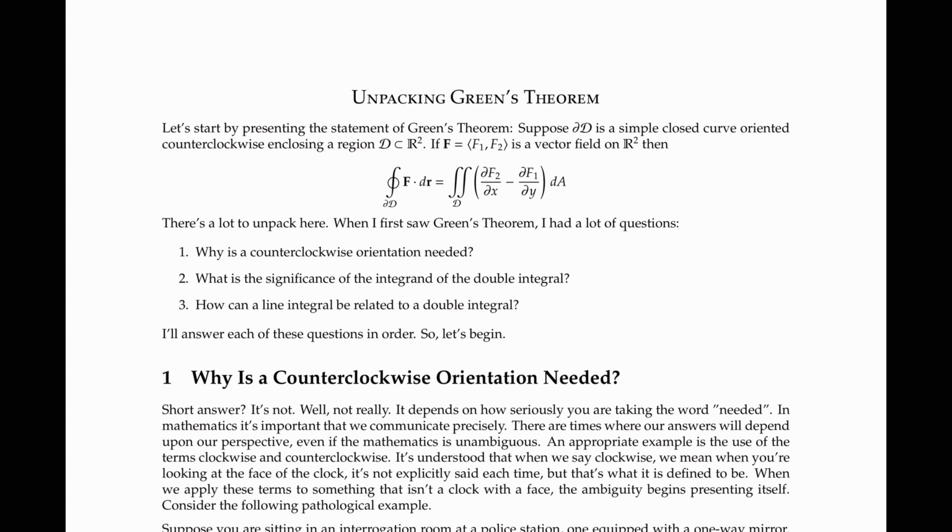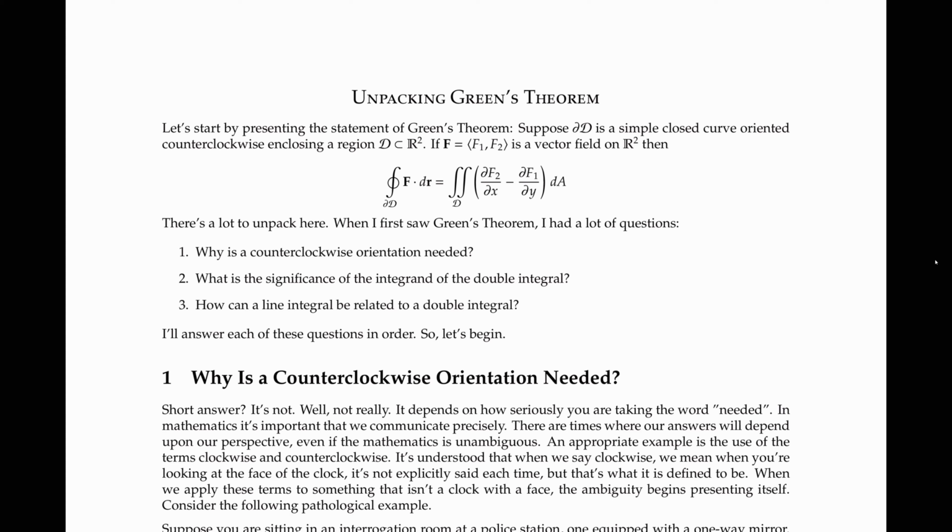All right, so here is a document that I had written. It's posted for us in D2L. This is unpacking Green's theorem. So I'm not just going to sit here and read the document to you. I encourage you to read this on your own time, but I wanted to make a video to call your attention to it.